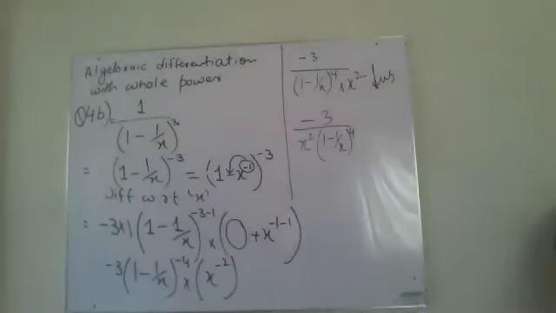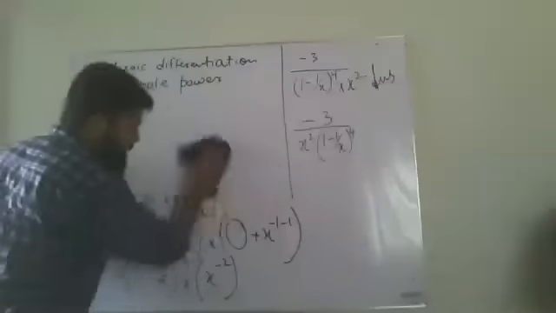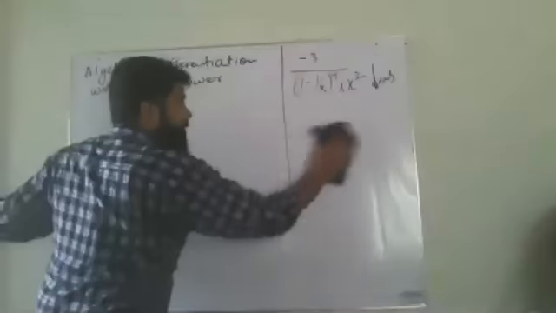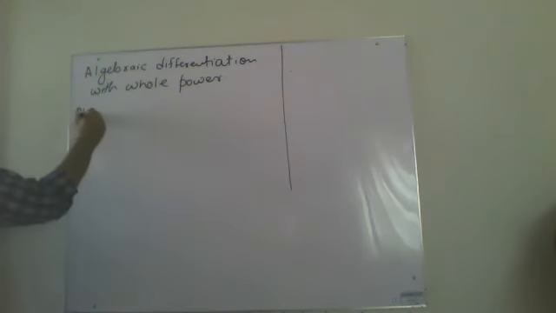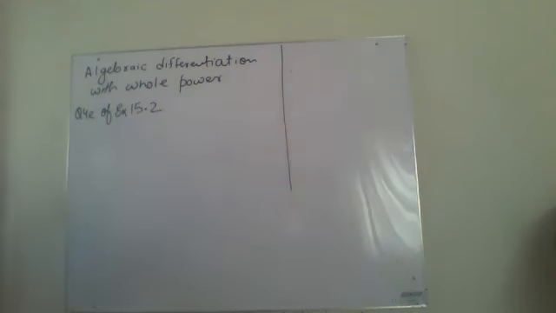So I am giving you a question to simplify, and you try to solve it. The question is question number 4E of exercise 15.2. It says: x minus 1 over x, whole cube. Differentiate it.